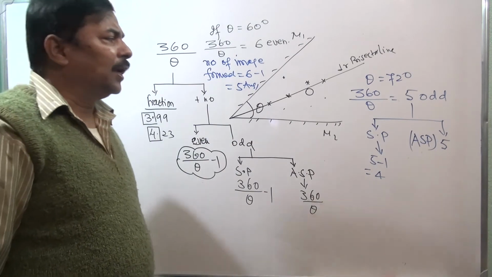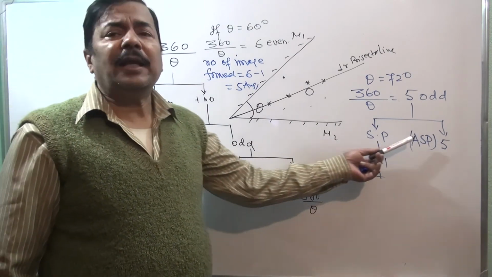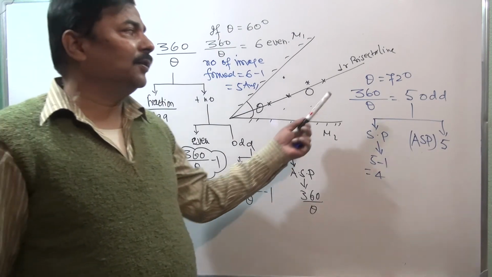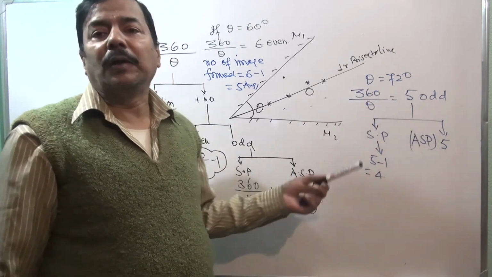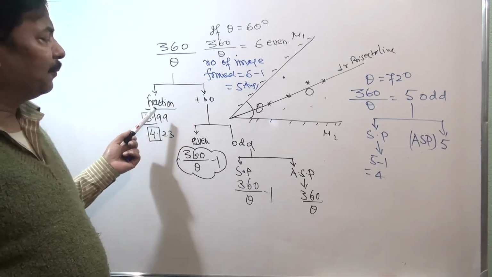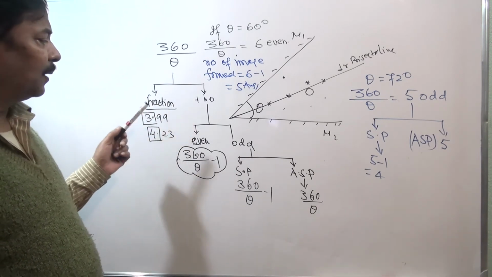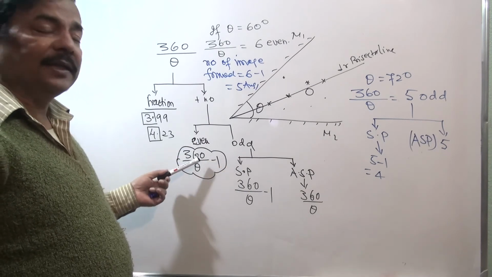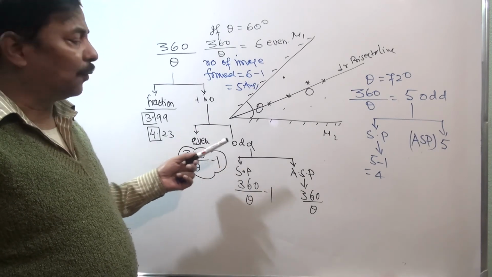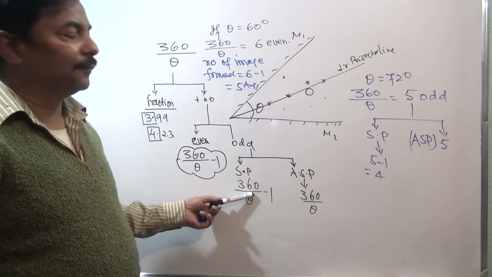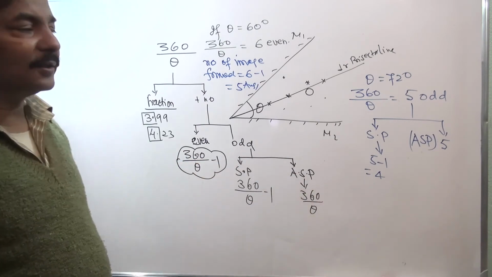What I mean to say, symmetrical position and asymmetrical position you will have to consider only if you are getting 360 by theta as an odd. Otherwise, in case of fraction, answer will remain same for symmetrical and asymmetrical. In case of even, the answer will remain same for symmetrical and asymmetrical. Only in case of odd, you will be getting that for symmetrical position the answer is different and for asymmetrical position the answer is different.